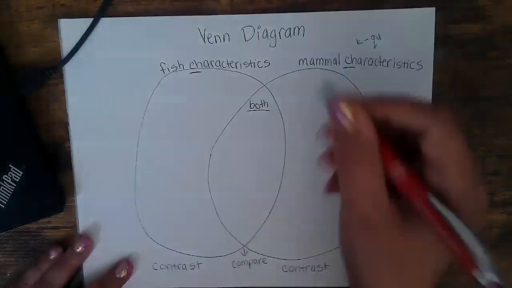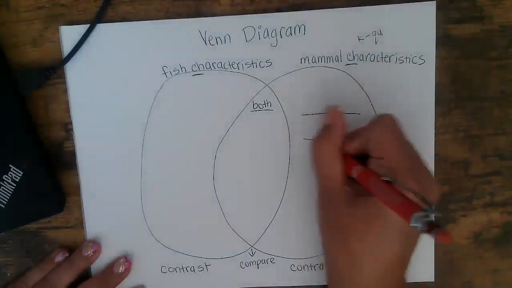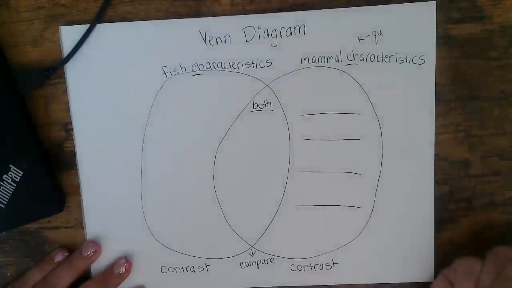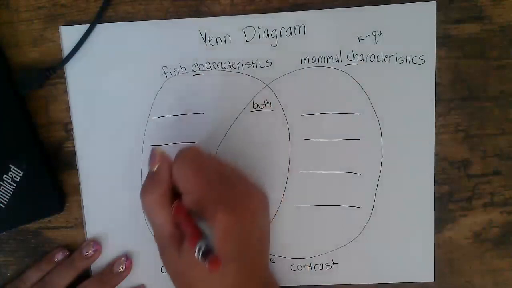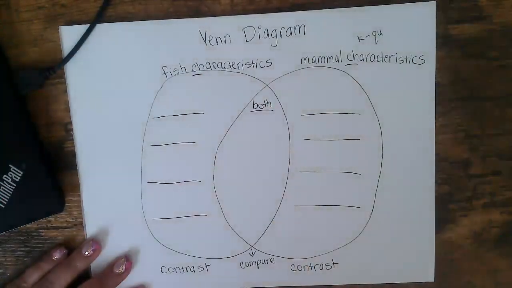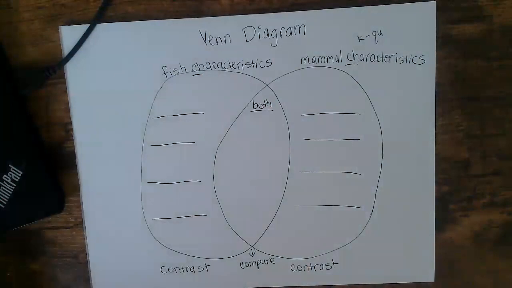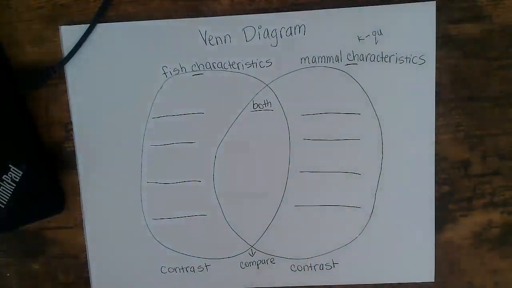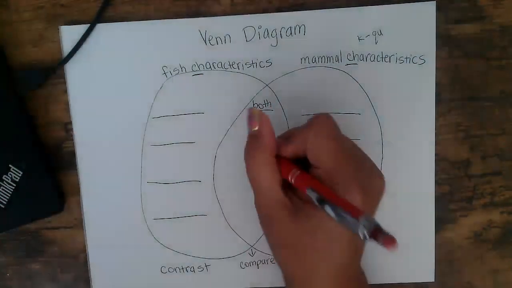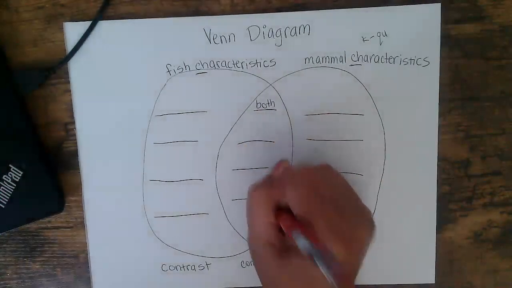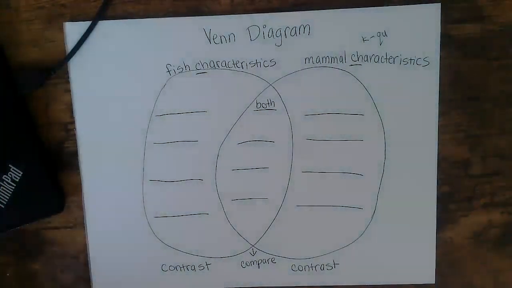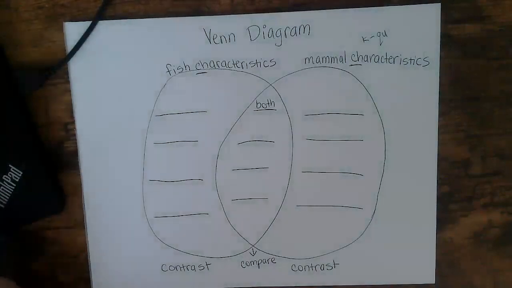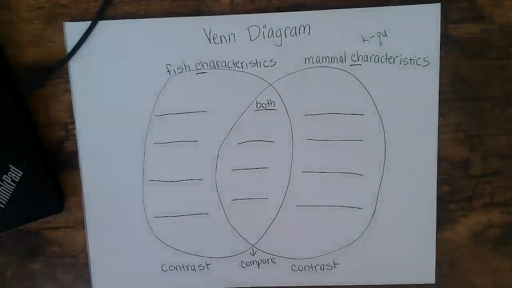I'm going to ask you for maybe 4 of each. 2, 3, 4. 4 mammal characteristics or traits, 4 fish characteristics or traits. And then in the middle, let's have a couple of characteristics that they both share. So 1, 2, 3. And the cool thing is that in a Venn diagram, you don't have to have full sentences. You can just put down some thoughts. It could be a single word or a phrase, okay?